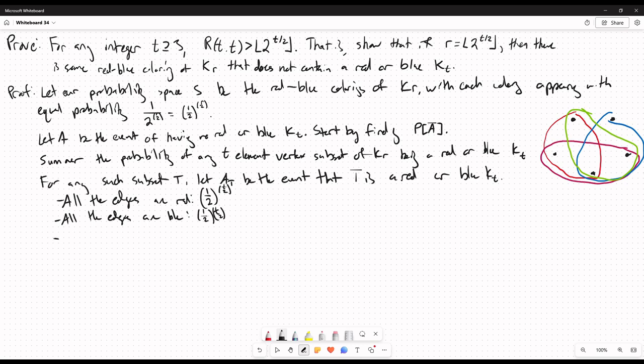So the probability of A_T is going to be exactly the sum of these two probabilities. Okay, I shouldn't have said independent, because that's the wrong thing. These are mutually exclusive. It can't be both all red and all blue. So I'm going to add these together. It's going to be 1/2 to the power of t choose 2 plus 1/2 to the power of t choose 2.